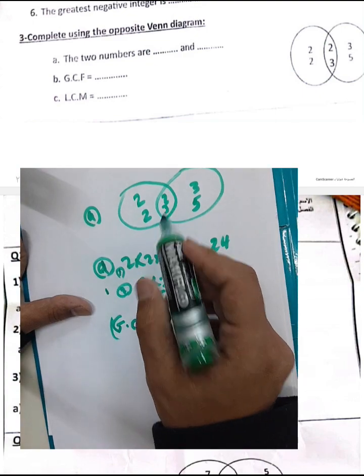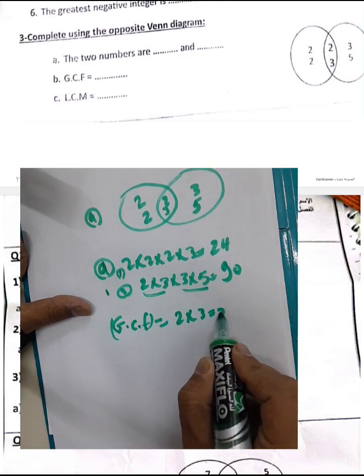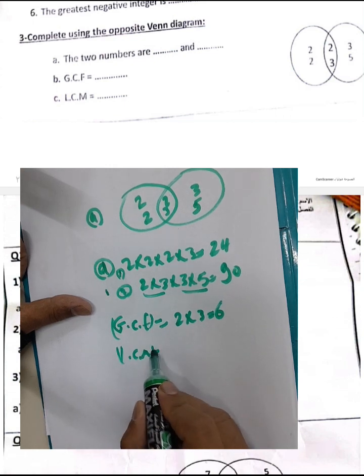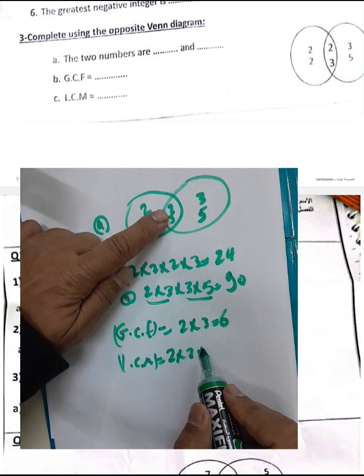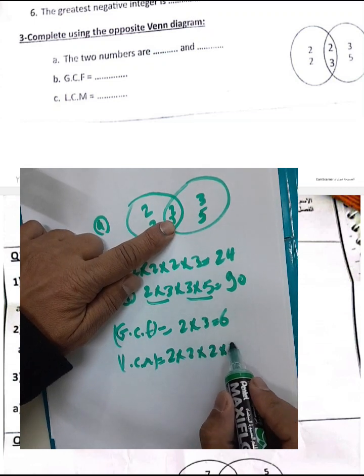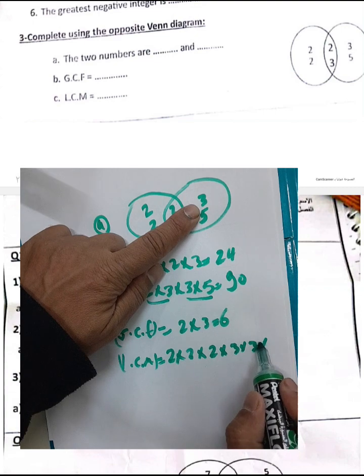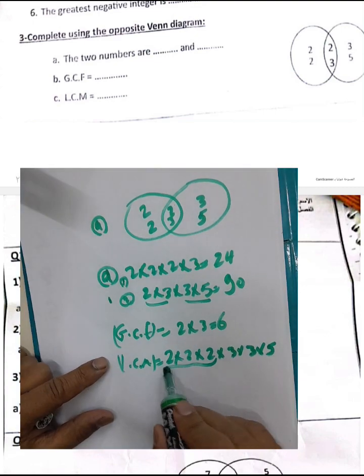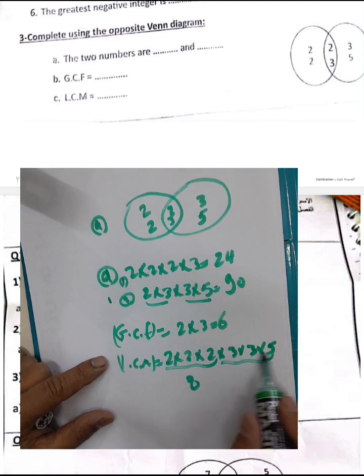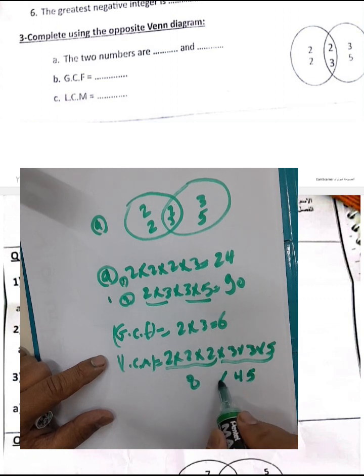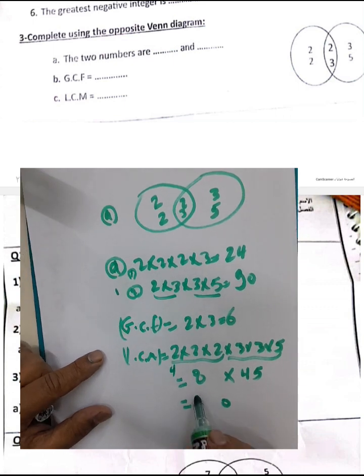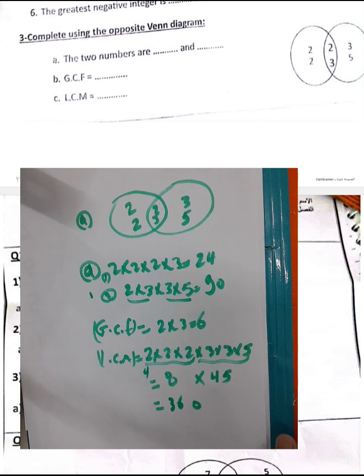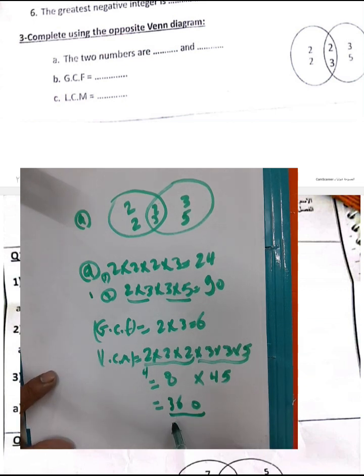And we want to find the greatest common factor. It will be 2 times 3 from this part, 2 times 3 is 6. And the least common multiple, write 2 times 2 times 2 times 3 times 3 times 5. This number is 8, and this number is 9 times 5. 5 times 8 equals 40, write 0 and carry 4. 4 times 8 is 32, 32 plus 4 equals 36. Understood? The result will be 360.